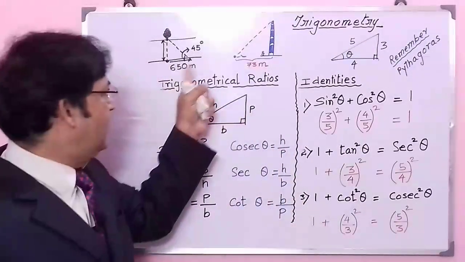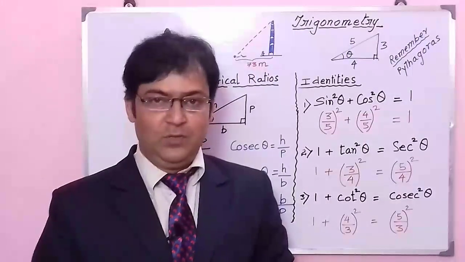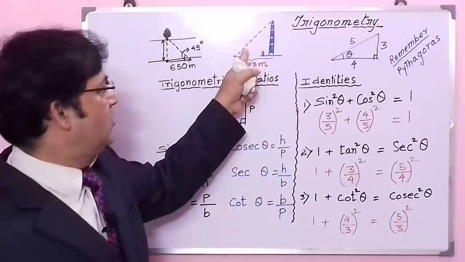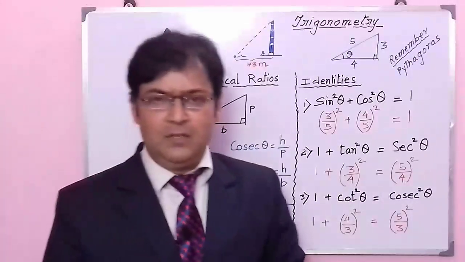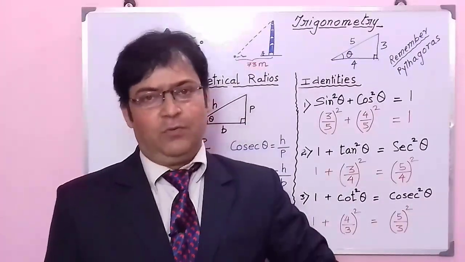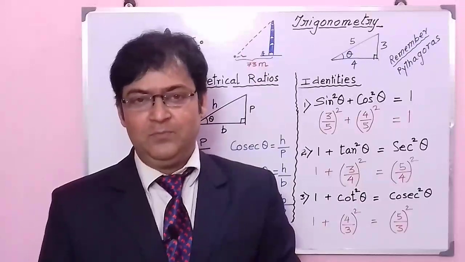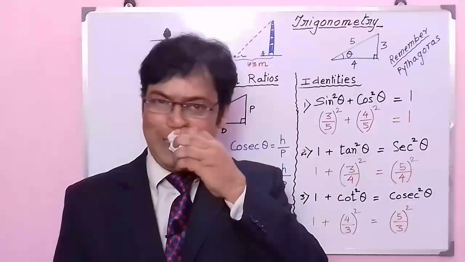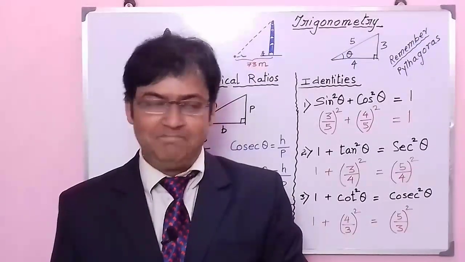But both the examples I have given are with 45 degrees. That means this was 45, this was also 45. Can we do it with other degrees? Definitely. For that, we have to delve deeper into the various relations. Let's see one by one.